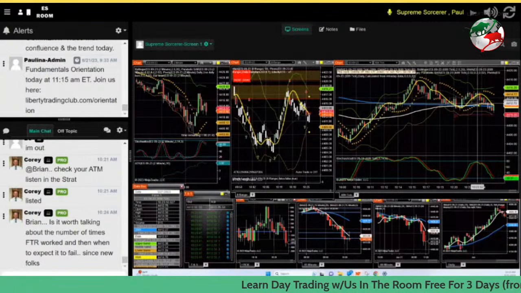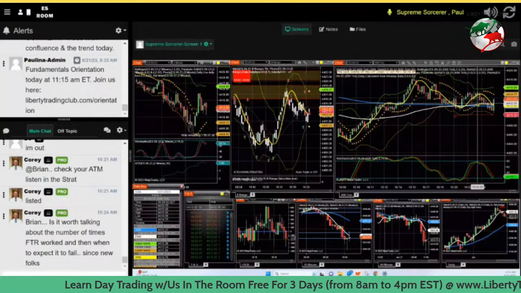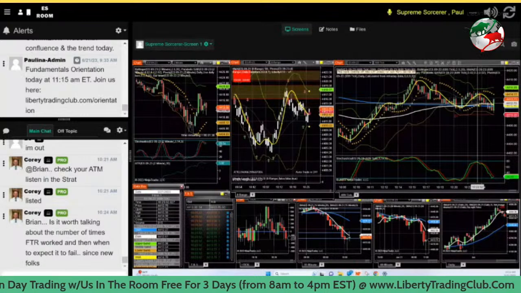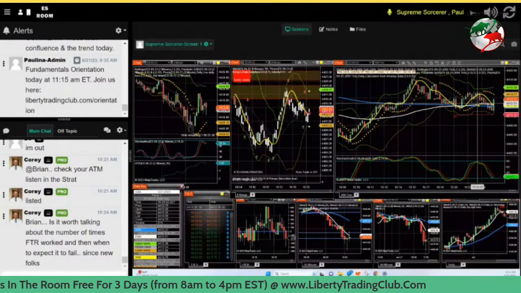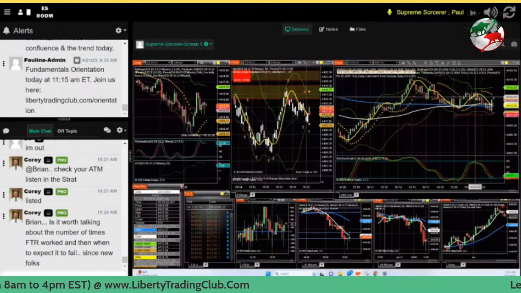Then you move your stop down a little bit. You got 2 targets up, move your stop down a little bit. Even if you get stopped out here, it should be a risk-free trade. You're flat on the position. And that's how we teach you to do it, guys.